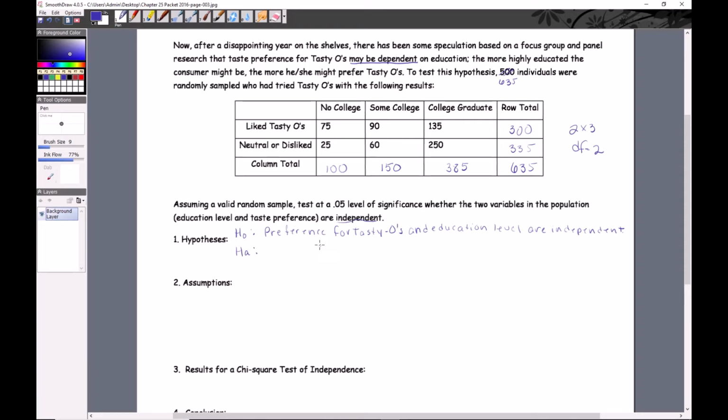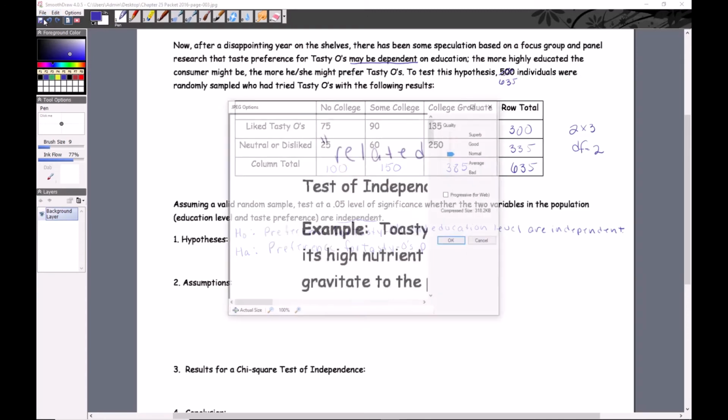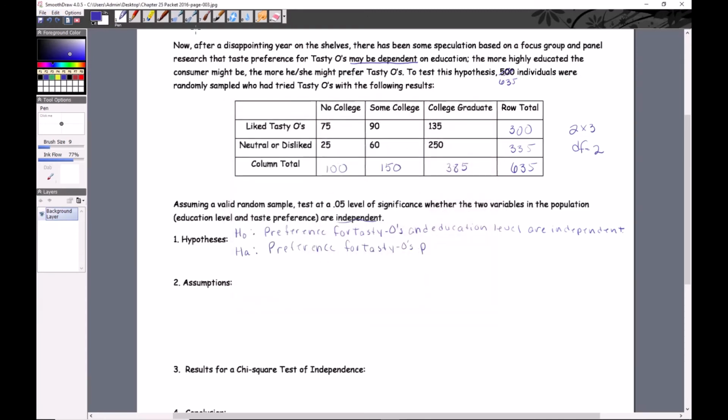All right, so preference for Tastios depends on education level. Oops, you can tell it's been a long day. Depends on education level.